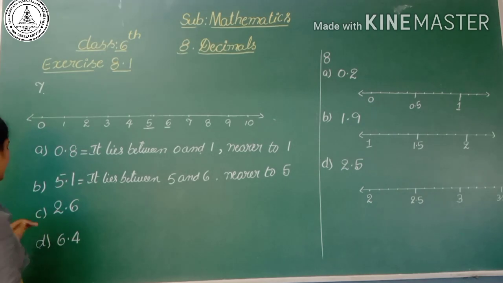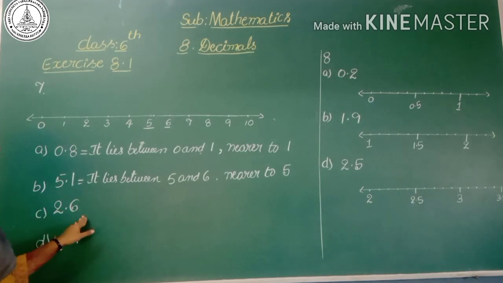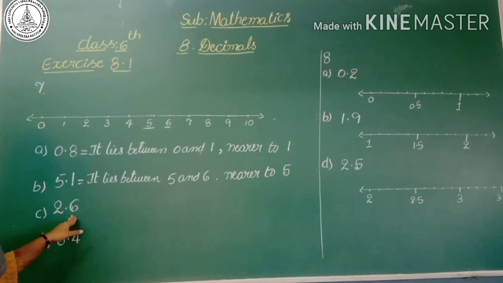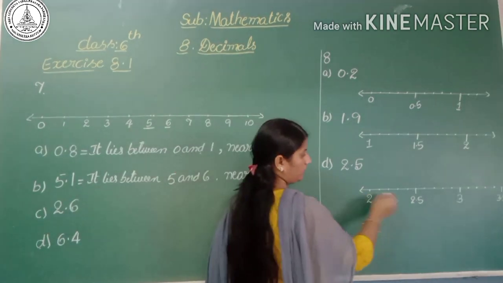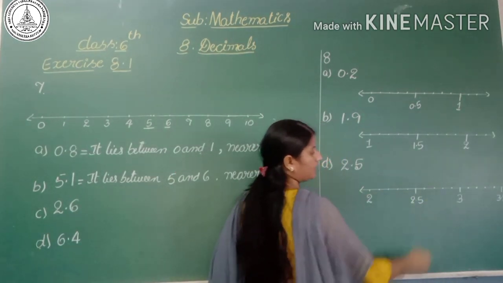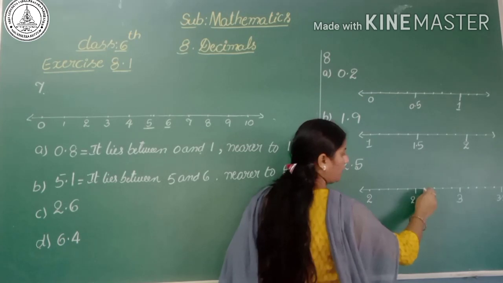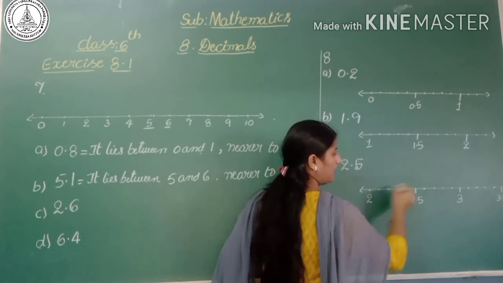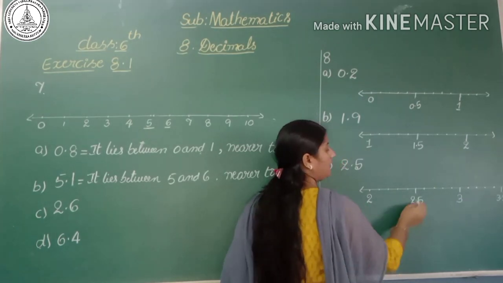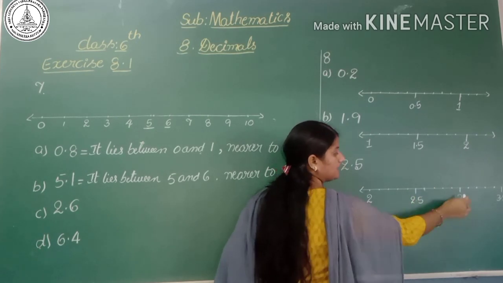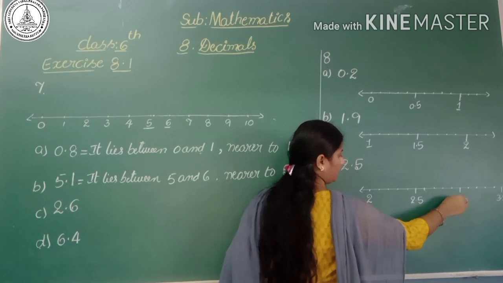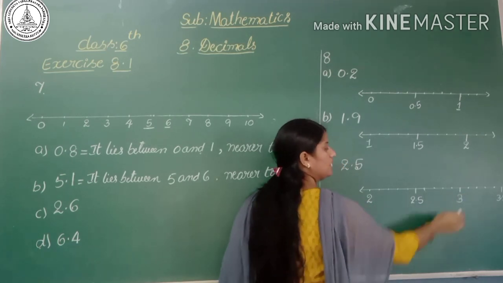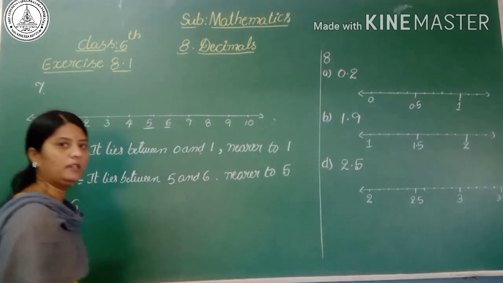Okay. Then see 2.6. So 2.6 lies between 2 and 3. See here there is a 2.5. We can mark here 2.6. So 2.6 lies between 2 and 3 whole numbers and it is nearer to the 3. The distance between 2.6 and 3 is very less, so it is near to the whole number 3.